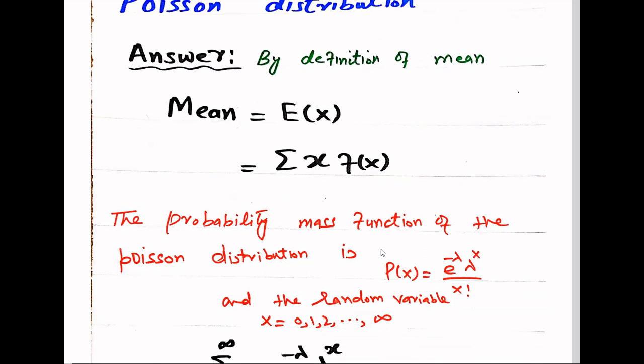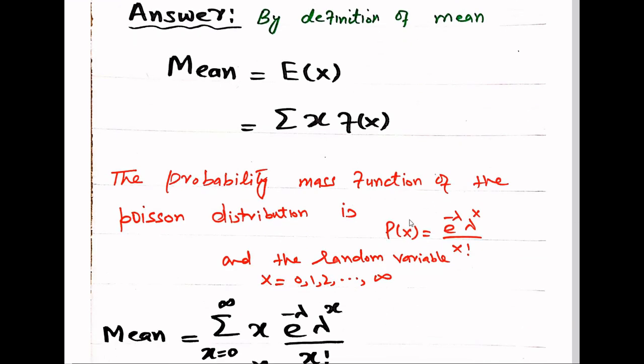The probability mass function for the Poisson distribution, we can write also as p of x or f of x according to your choice. So write here f of x: e power minus lambda, lambda power x over x factorial, and the random variable x ranges from 0, 1, 2 and so on to infinity. So put the values of the random variable and probability mass function in this equation.